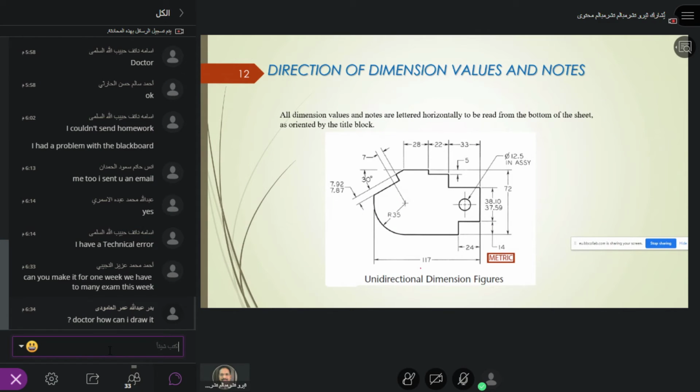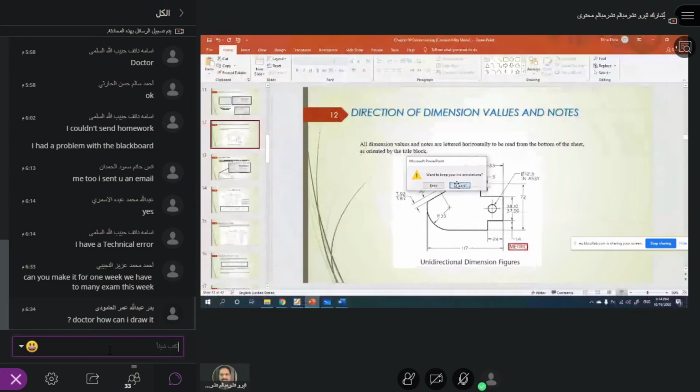So here 117 is given, right? So that means the length is 117. So first start a line 117 millimeters. Okay, I think this guy, that again is right.